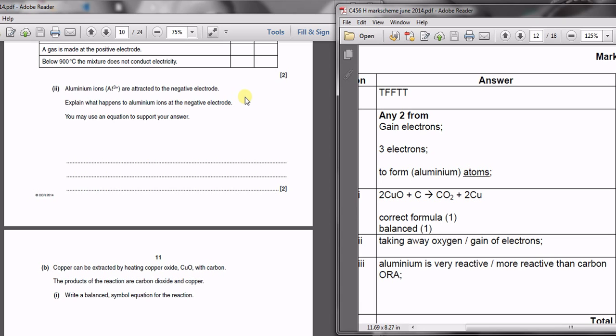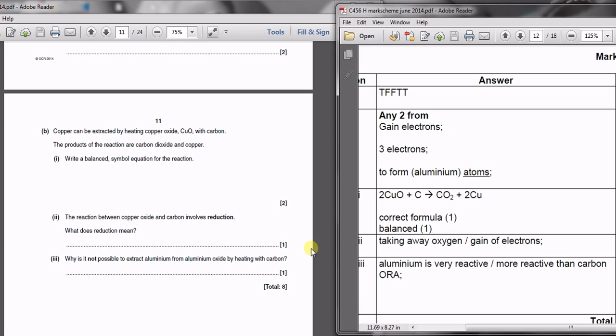So to get 2 marks, you need to state that the aluminium ions will gain electrons, they will gain 3 electrons, and you could also put that they form aluminium atoms. You need to use the word atoms to get the mark if you're going to go for that one. So you only need any 2 of these 3 points to get the 2 marks.